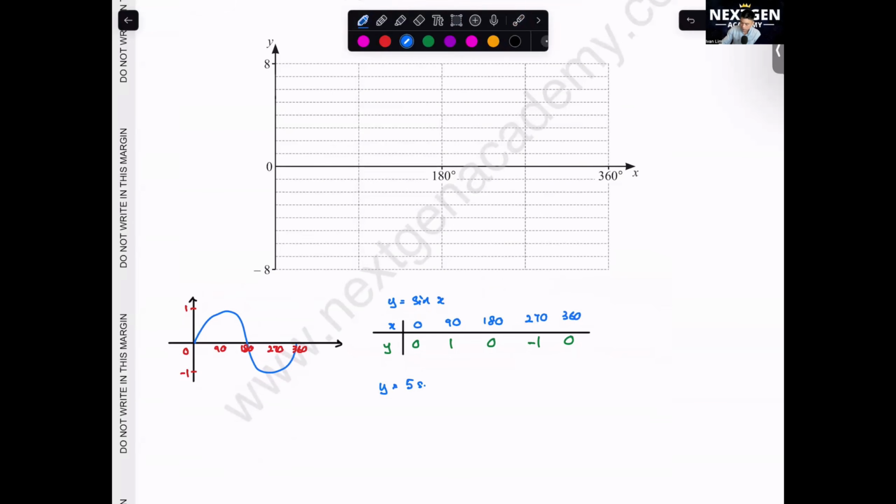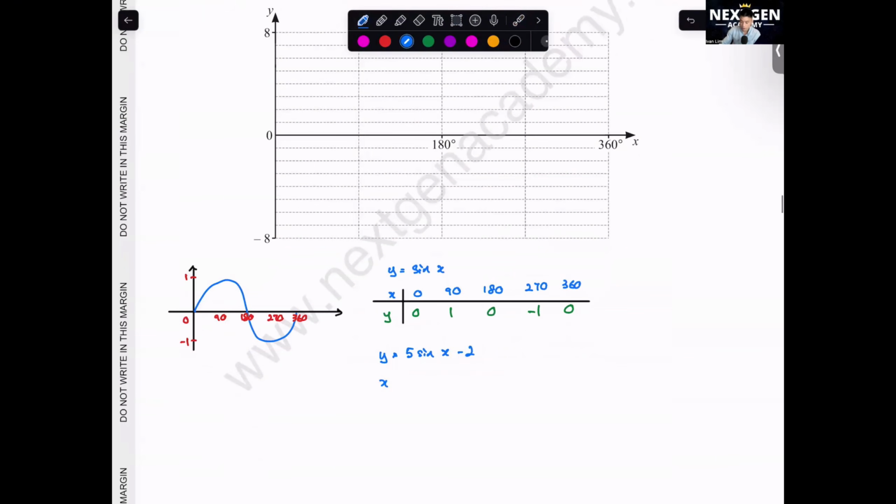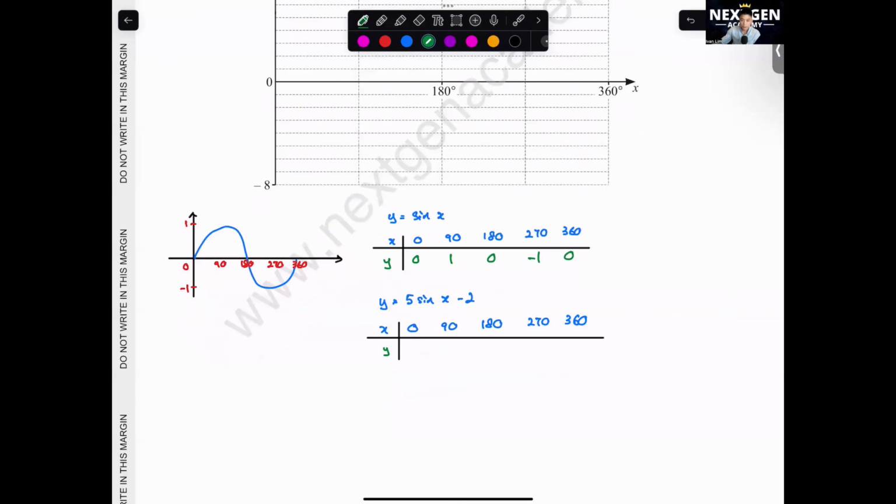Y equals 5 sine x minus 2. Just draw out the same thing again. So here 0, 90, 180, 270, 360. By the way, you don't have to present it so nicely in the exam. All this, I'm just writing so that it'll be beneficial for all of you to see what I am doing. The working will be like this.